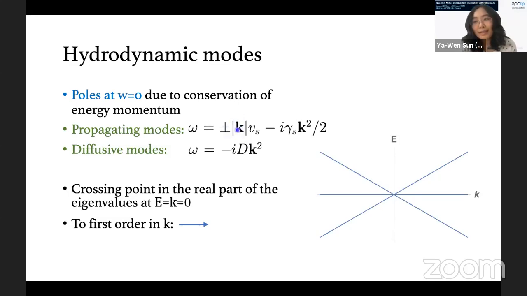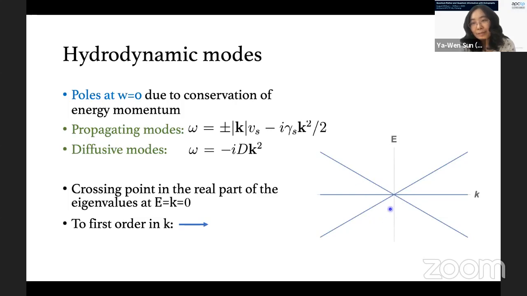This is the first order, leading order in k contributions, and this is the second order in k contribution. These imaginary parts only come from the second order in k contributions. Which means that at the leading order in k, there's no dissipative effect for the modes, and we have a real spectrum. So we will first focus on the leading order in k modes. And in this limit, that is at the first order in k, the spectrum looks like this.